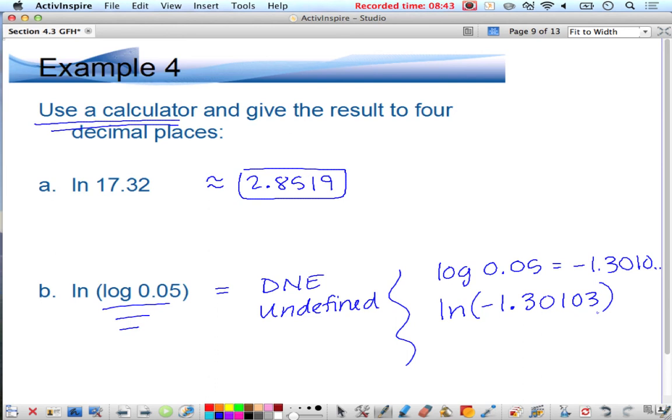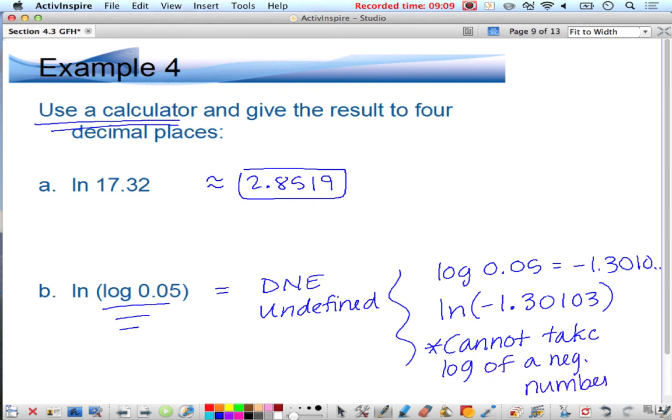So here's something else that you need to know. You cannot take the log of a negative number, ever. You may remember that from Algebra 2. That's why we get undefined or does not exist, because you cannot take any log, doesn't matter the base, of a negative number, because that would be outside the domain. For this composite function, we were actually trying to take the natural log of a negative number. The common log worked just fine. You can have a negative number as your answer, but you can't take the log of a negative number.